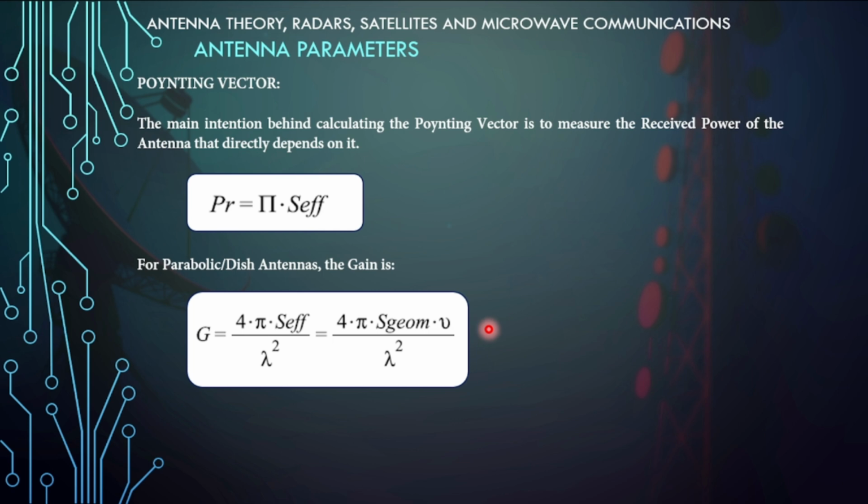Here we are considering a dish antenna, not necessarily parabolic, but it draws its effectiveness, its operation, through its area, not its length. So G equals 4 pi S effective divided by lambda squared, where the effective surface is equal to the geometric surface times nu. Nu is the utilization factor of the area of the antenna. Again, as we mentioned before, this depends on different factors such as the manufacturing and other things.